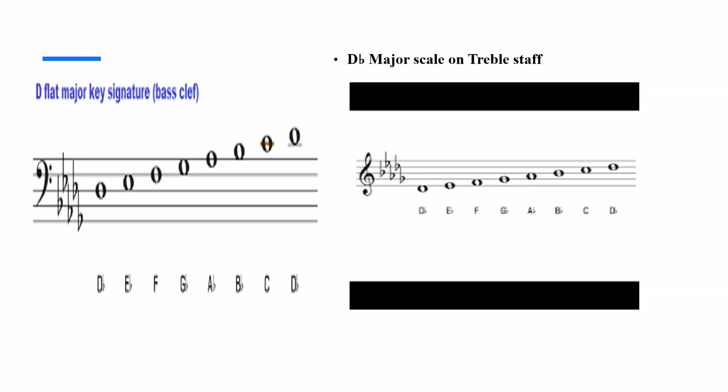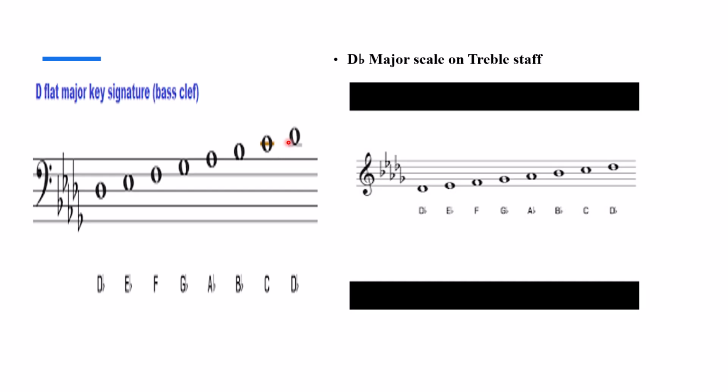We have the D flat major scale on both staves. This is the D flat major scale on the bass staff. Like I said the other time, it's a collection of 5 flats. And look at it, the D is on the 3rd line. So you have D flat, E flat, F, G flat, A flat, B flat, C, and D flat.